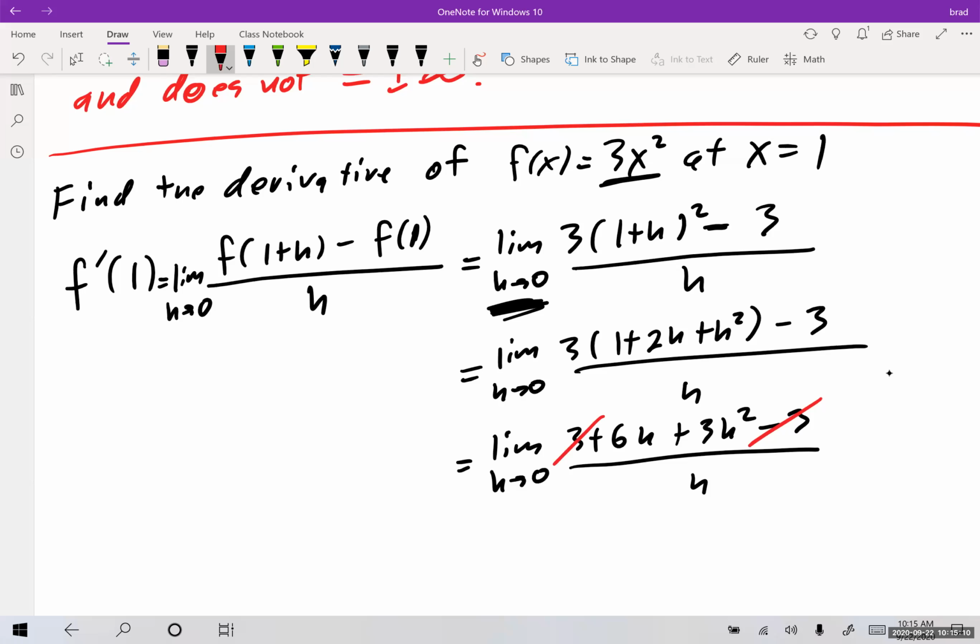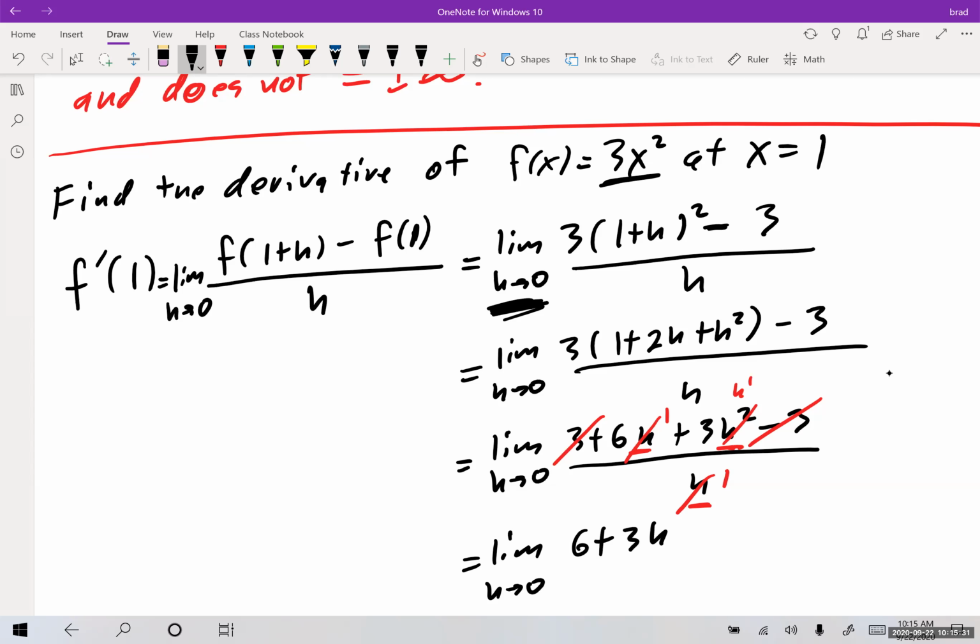This 3 and this 3 cancel. And then this has an h, this has an h, and this has an h, so I can factor h from everything. So this will become a 1, this will become a 1, and this will become h to the 1. So this becomes the limit as h approaches 0 of 6 plus 3h.